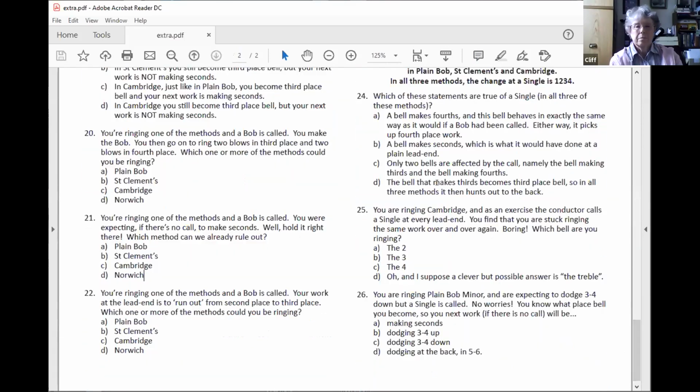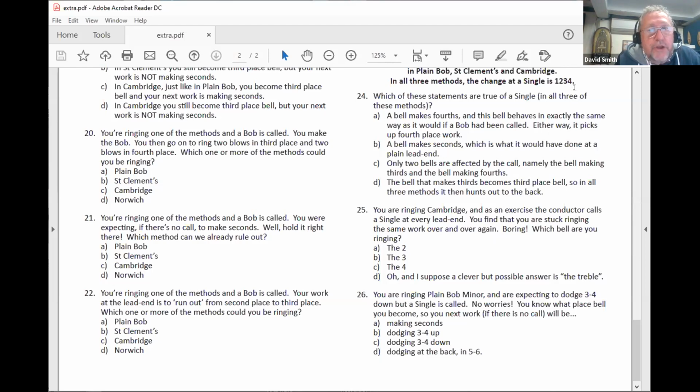Where's the question gone? Lastly, part C, only two bells are affected by the call. The bell making thirds and the bell making fourths. So we've seen at a single, the treble stays at the front. Is that what it would do at a plain lead end? Yes, it always stays there. A bell makes seconds. Would it have done that at a plain lead end? Yes, it nods again, because at a plain lead end, that's what happens, a bell makes seconds. However, making thirds is different and making fourths is different.